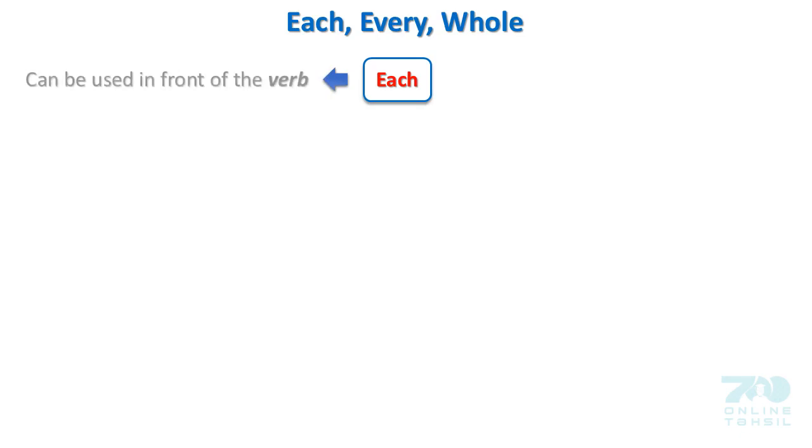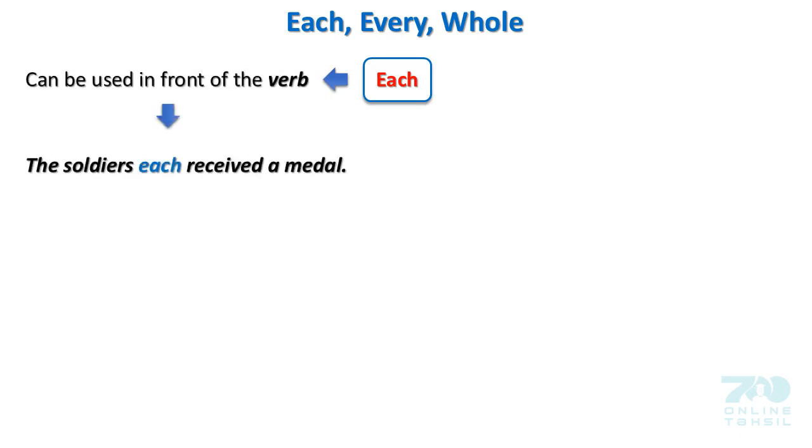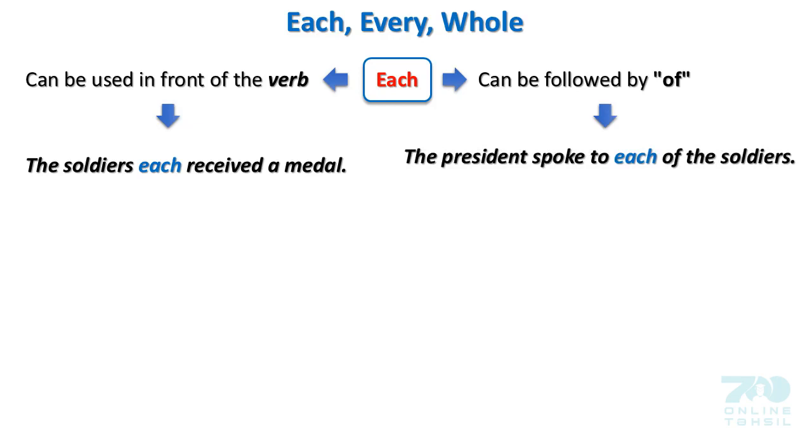Each. Each can be used in front of the verb. The soldiers each received a medal. Each can be followed by of. The president spoke to each of the soldiers. He gave a medal to each of them.